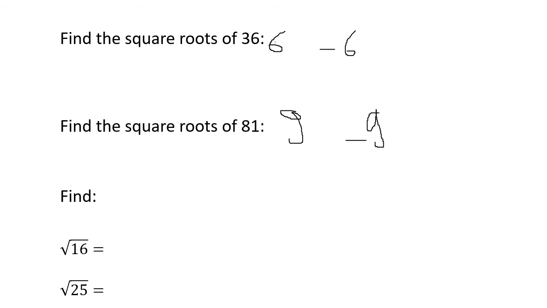However, when they ask us to write radical 16, it means we need the square root, but only the positive square root. So radical 16 is 4. We do not write plus or minus 4. Radical 16 is 4, the positive one. Radical 25 is 5, because 5 times 5 is 25, and here 4 times 4 is 16.